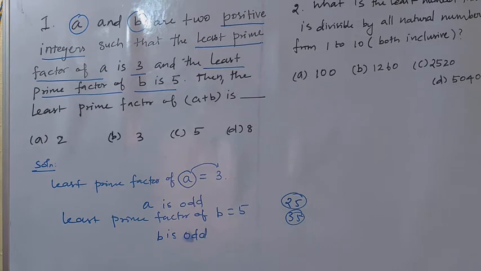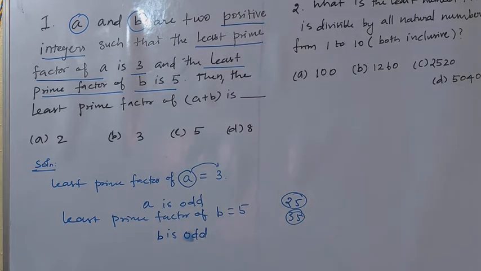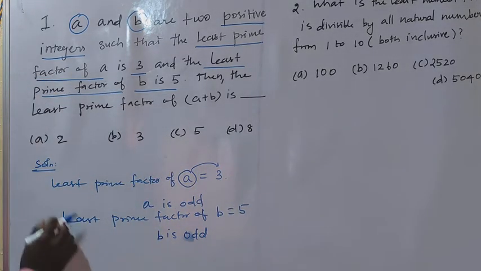So the first number, whose least prime factor is 3, is definitely an odd number only. The second number, whose least prime factor is 5, will definitely be an odd number only. So I understand that the given two numbers are odd numbers. Good. Now what are they asking?